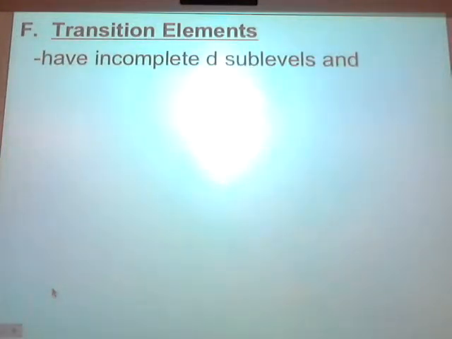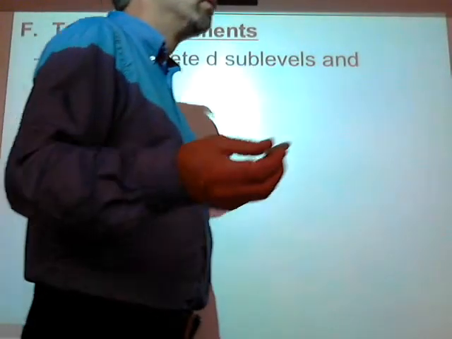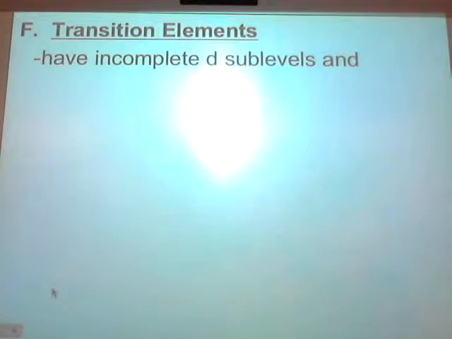Let's talk about transition elements. Well, these guys have incomplete d sublevels. Where have we seen them before? We've been doing stuff with these guys for a while. I just haven't called them the transition elements. They're the guys in the middle of the periodic table, right? They're just in the middle. They're the transition elements. They're the ones that have the incomplete d sublevels. And because of that, they can have multiple oxidation states, multiple charges.